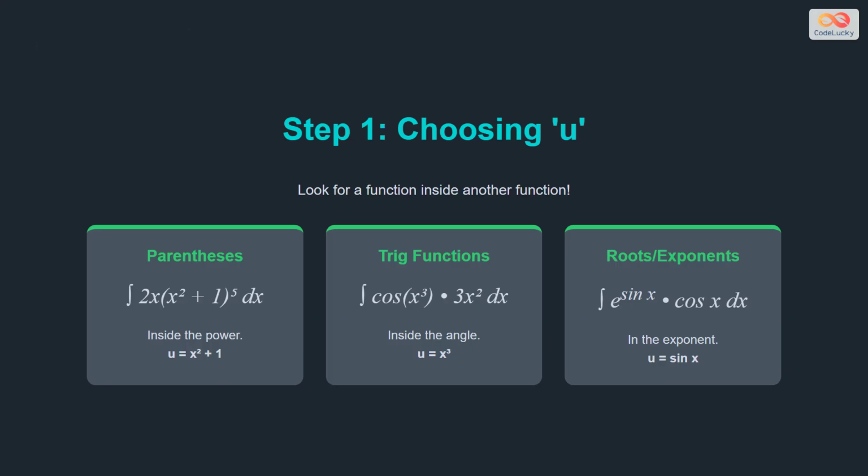The most critical step is picking the right u. You generally want to look for a function that is inside another function. This could be inside parenthesis raised to a power, inside a trigonometric function's angle, or in an exponent. The key is that the derivative of your choice should be present elsewhere in the integral.